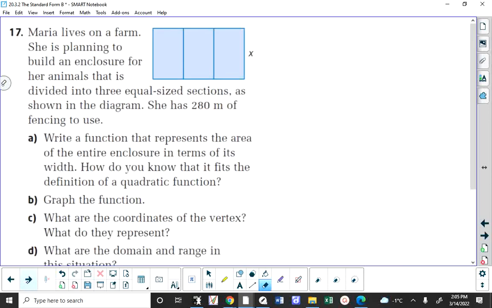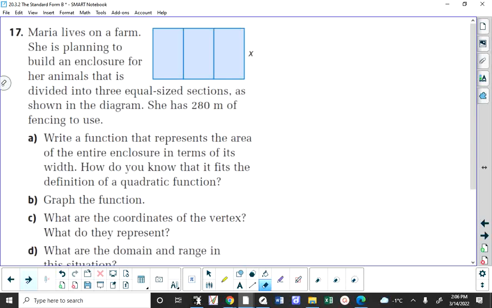So Maria lives on a farm. Now I'm glad you asked about this. This is a problem that we didn't quite get to. There's something similar to it that we're going to do today. But if I spend time going over number 17, the one that we do in our examples today will be that much easier. So Maria lives on a farm. She's going to build an enclosure for her animals. And she has 280 meters of fencing. And she wants to build it in that fashion where she's got 3 different sections.